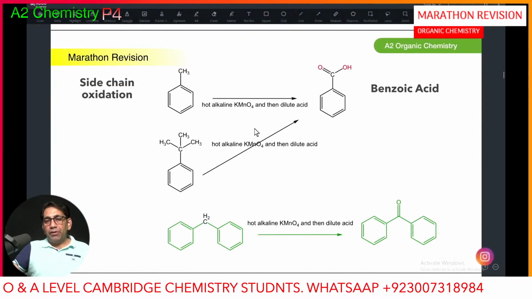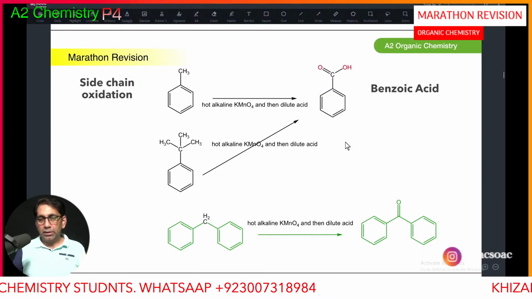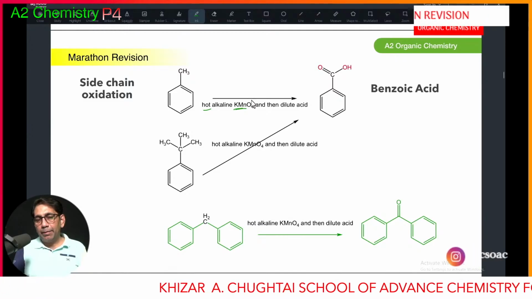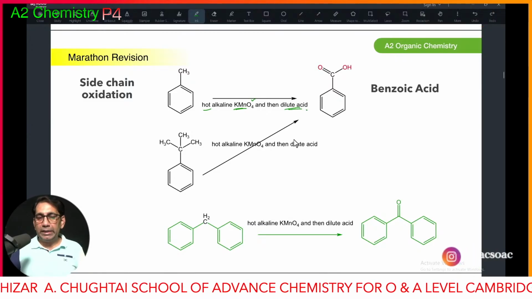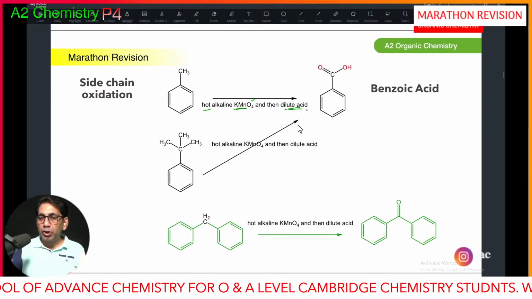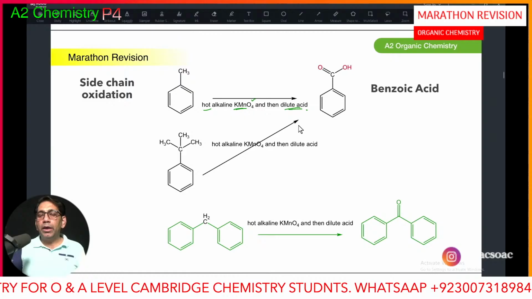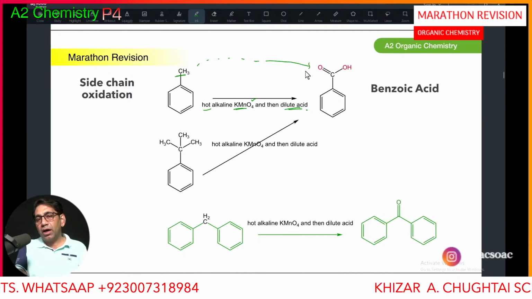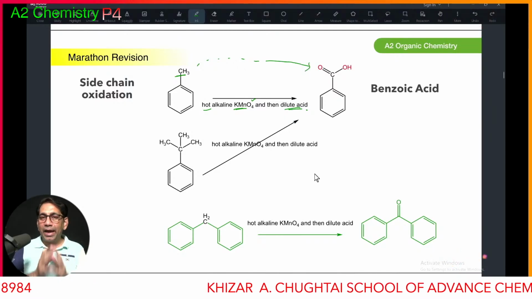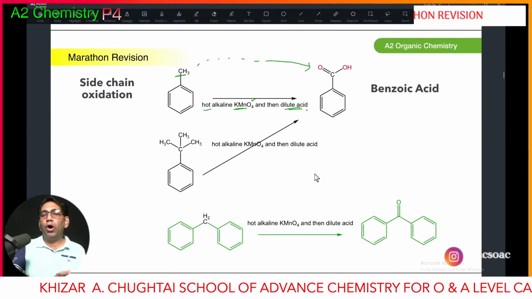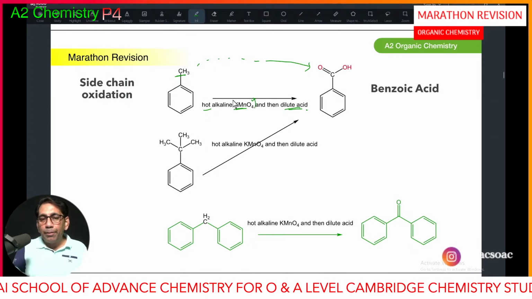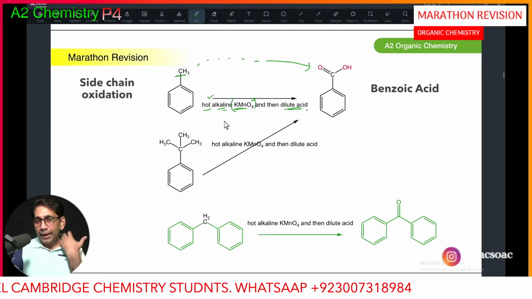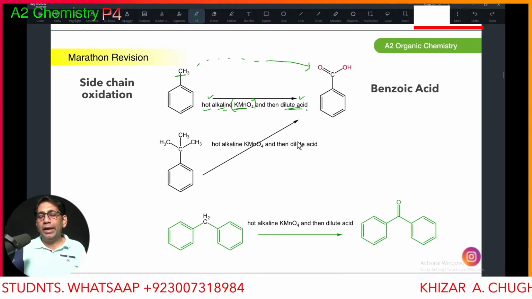Now, side chain reaction and formation of benzoic acid. This is called methyl benzene, as I told you. If I am going to heat it in the presence of alkaline KMnO4 and then acidify it, there is a special oxidation that you have not been introduced to in your AS chemistry. That is, the alkyl group is going to oxidize. This is the side chain, side alkyl group oxidation. Only KMnO4 can perform this job. Initially alkaline but hot, then we are going to add acid into it.